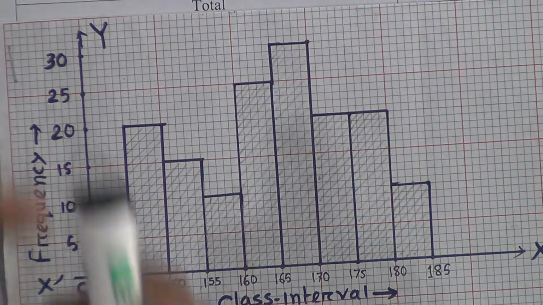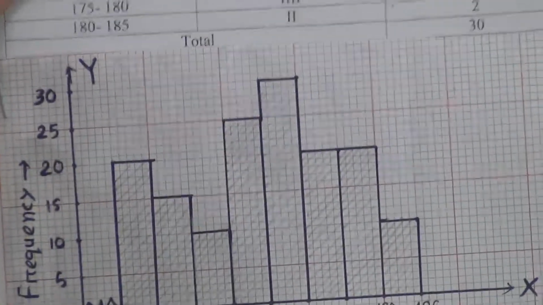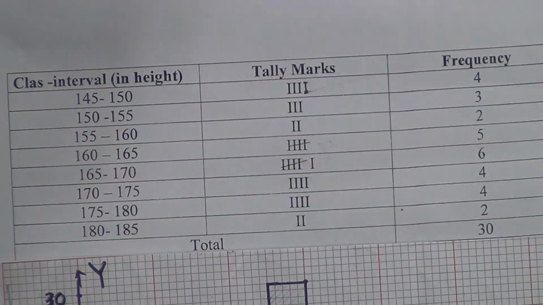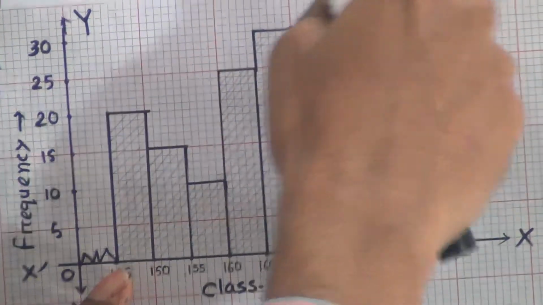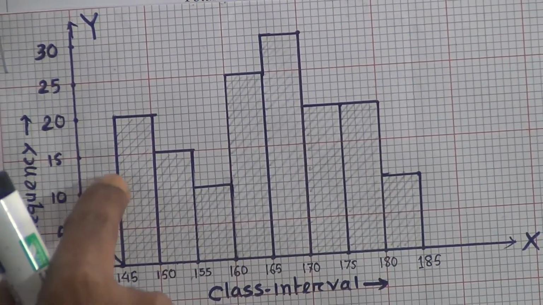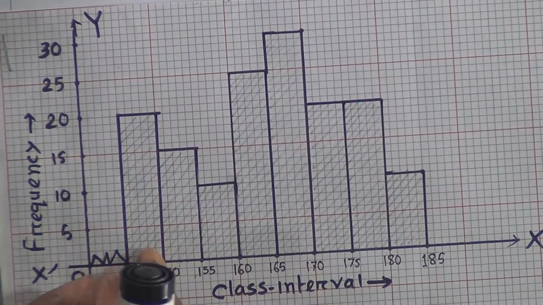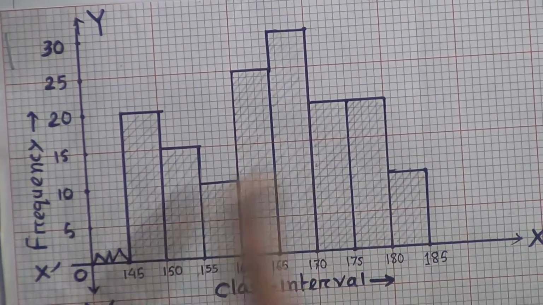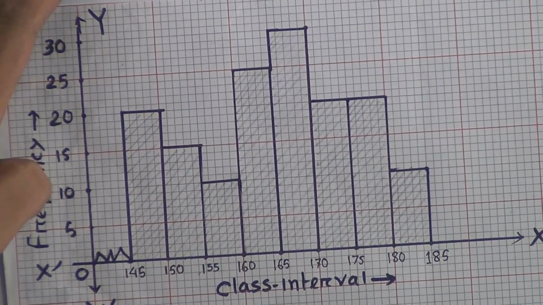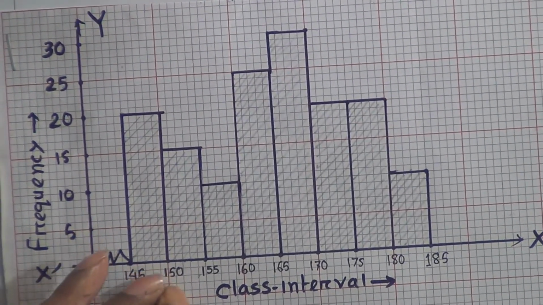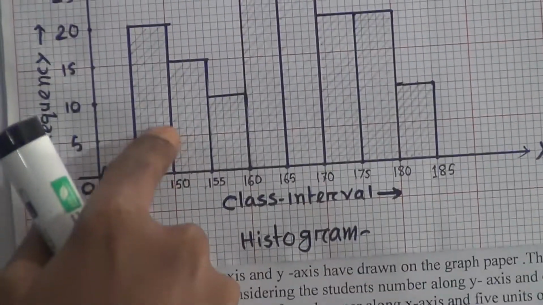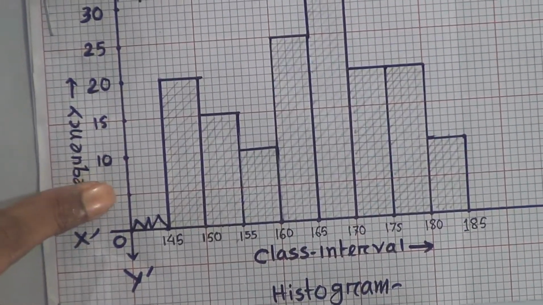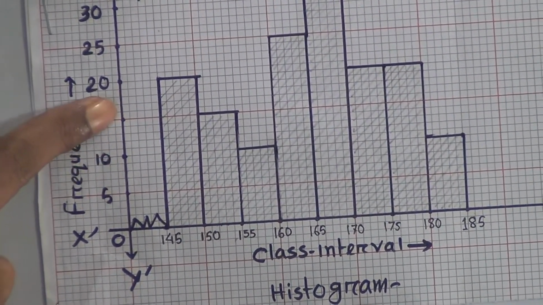Look, 145 to 150, how many? 4. How many frequency? 4, that means 1, 2, 3, 4. So you draw the line like this. Similarly, 150 to 155, how many? 3. 3 means 15. Look, 1, 2, 3.